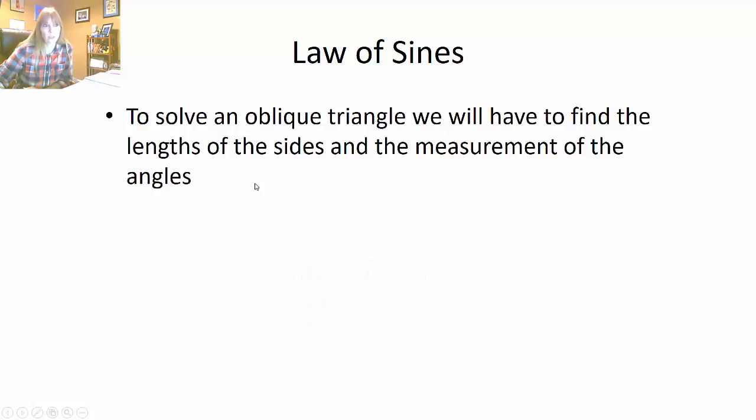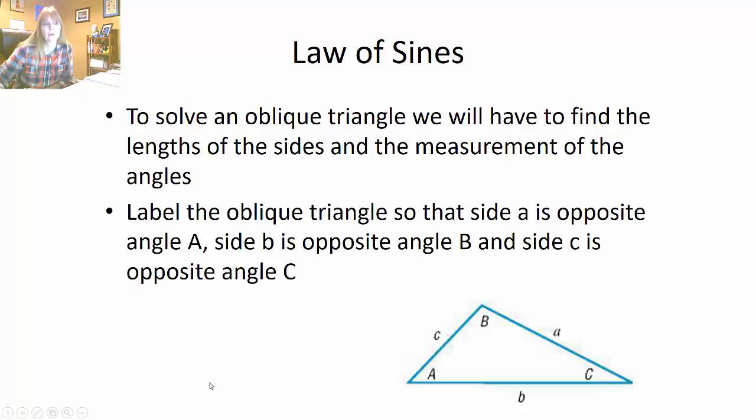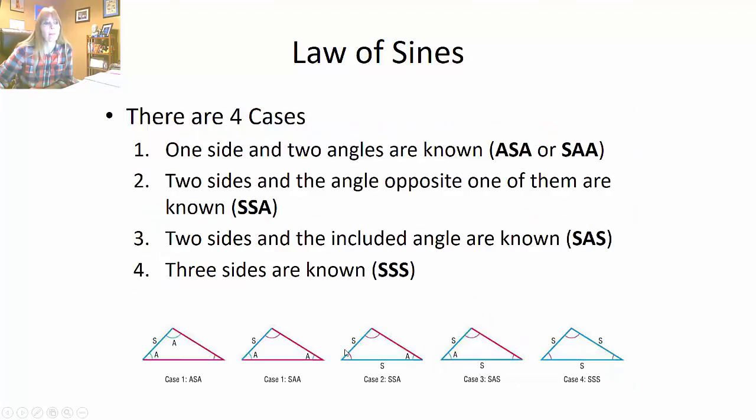So to solve this, we need to figure out how we can find the lengths of the sides and the measure of the angles. When we label this, as you saw me do in the last section, it doesn't matter which is angle A. This could be angle A. It's just that the side opposite is labeled with the same letter, lowercase.